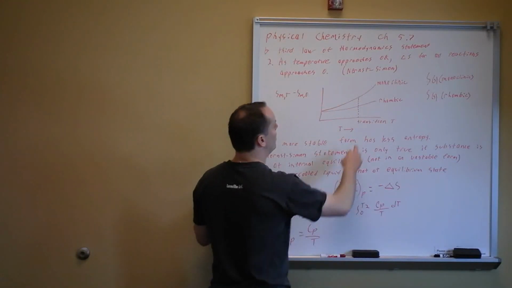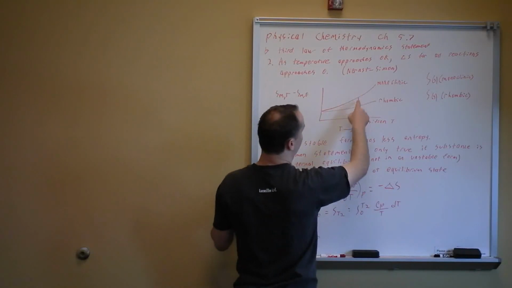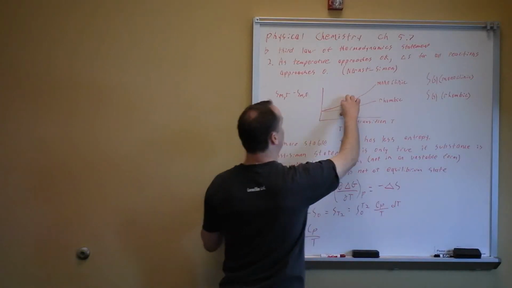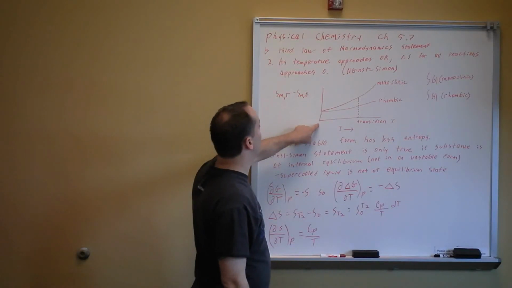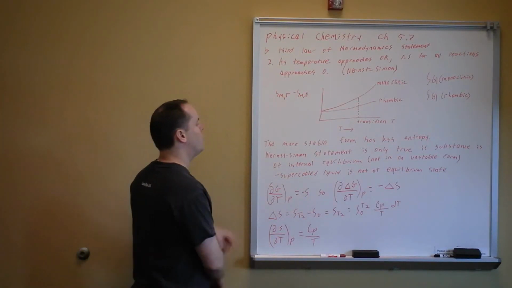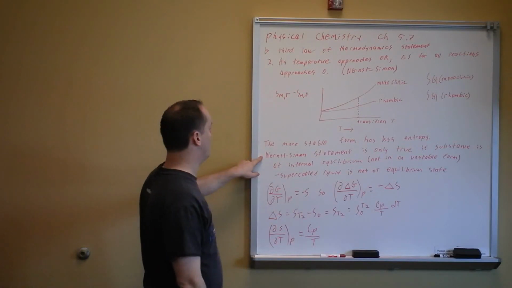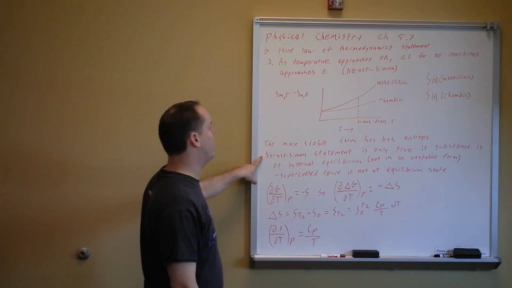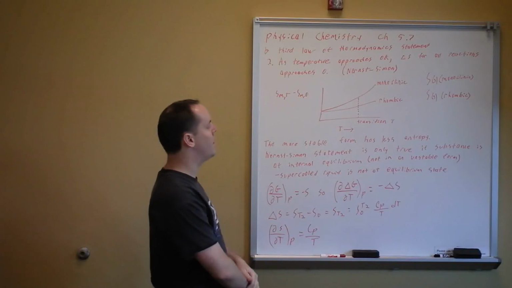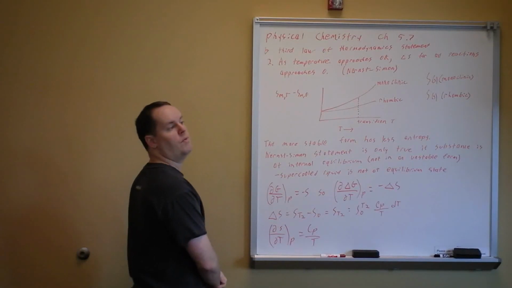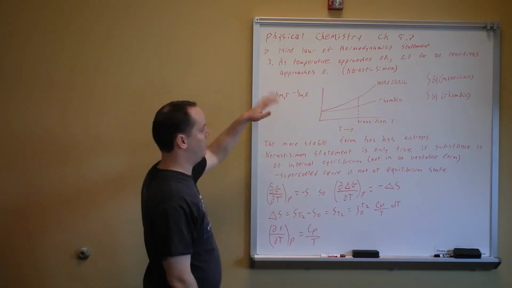What this is showing you is that at any temperature except for 0, the monoclinic has more entropy than the rhombic. But as the temperature approaches 0, they get closer and closer together. So presumably, if you could actually get to 0, they would be the same. The more stable form has less entropy, in this case the rhombic form of sulfur. The Nernst-Simon statement is only true, though, if the substance is at internal equilibrium, not in an unstable form. For example, a supercooled liquid is not an equilibrium state, so all this doesn't really apply.